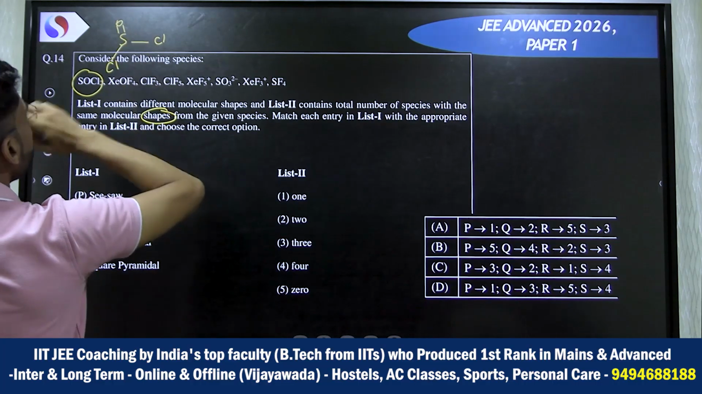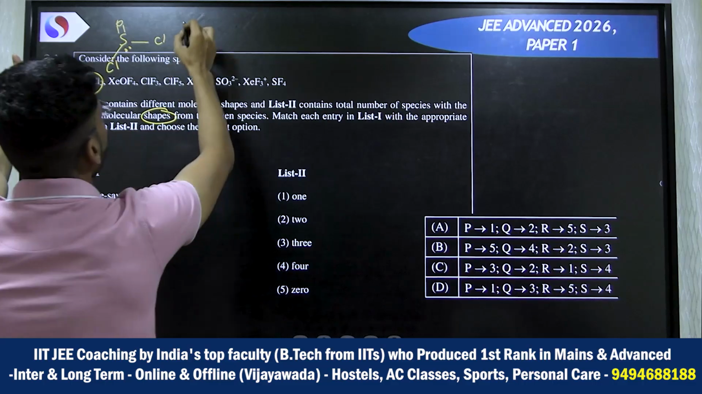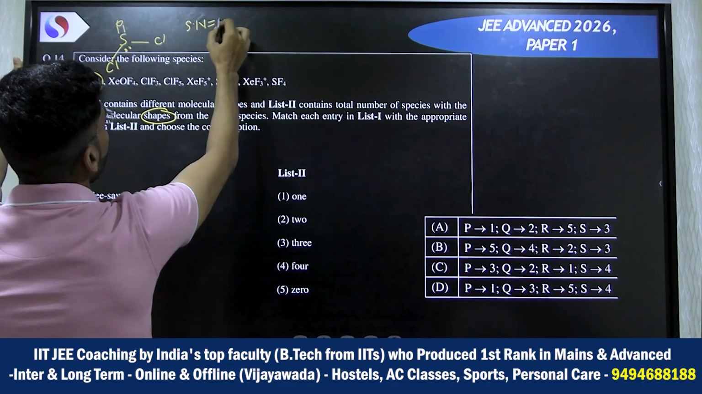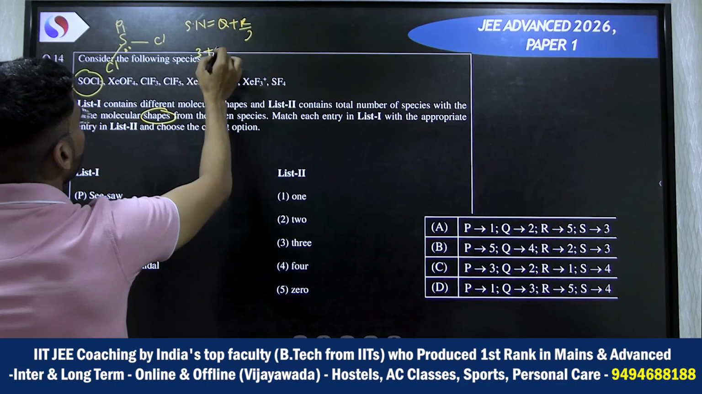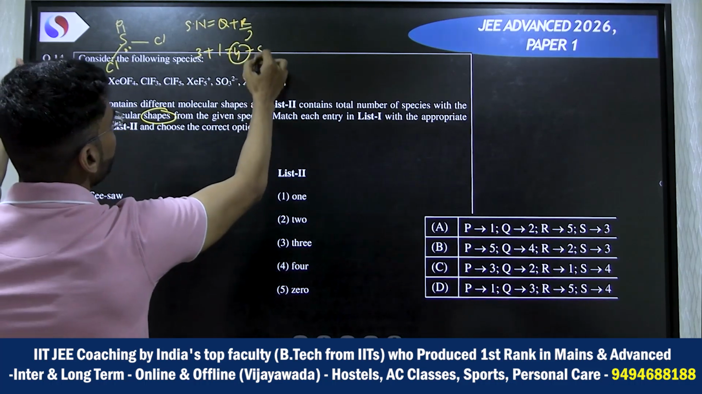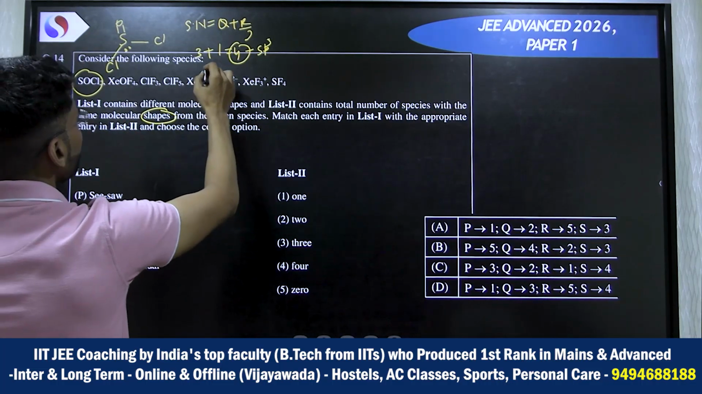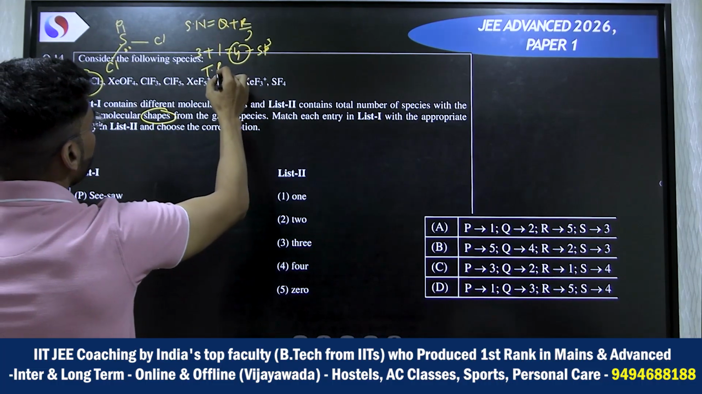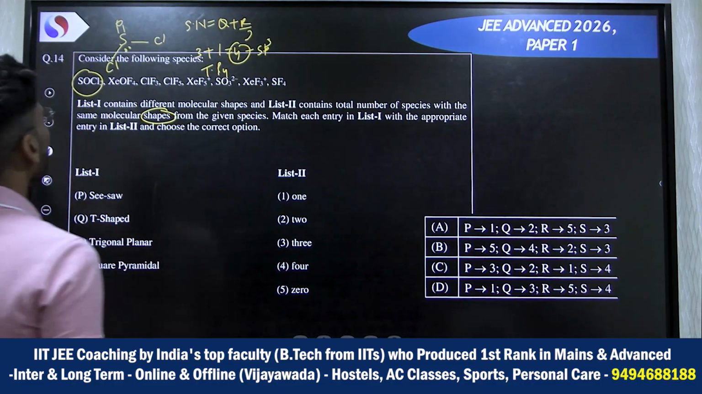Sulfur has 6 electrons, which means 1 lone pair of electrons. I know the formula of steric number: how to calculate steric number is equal to Q plus R by 2. How many sigma bonds? 3, and 1 lone pair of electrons, that is equal to 4. So it is sp3 hybridized, with 1 lone pair of electrons, which means this is trigonal pyramidal. So it is trigonal pyramidal.